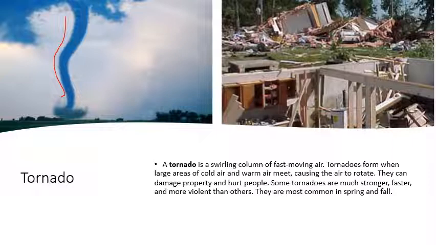Tornadoes form when large areas of cold air and warm air meet, causing the air to rotate. So how it happens, we have cold air coming from this side and warm air coming from this side. They meet together, and they start swirling and rotating. They can damage property and hurt people. Some tornadoes are much stronger, faster, and more violent. Violent means more aggressive than the others. They are most common in spring and fall. Again, we're away from the winter.